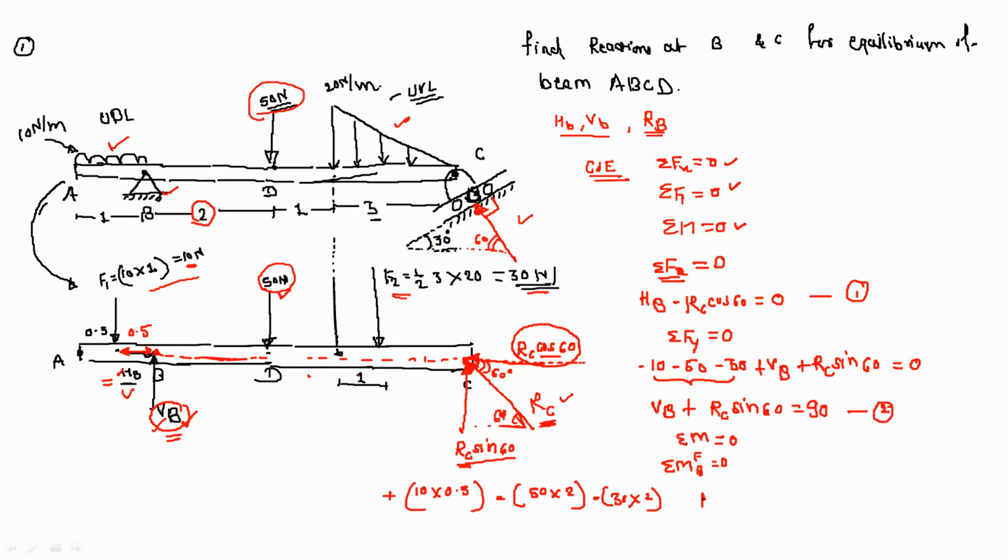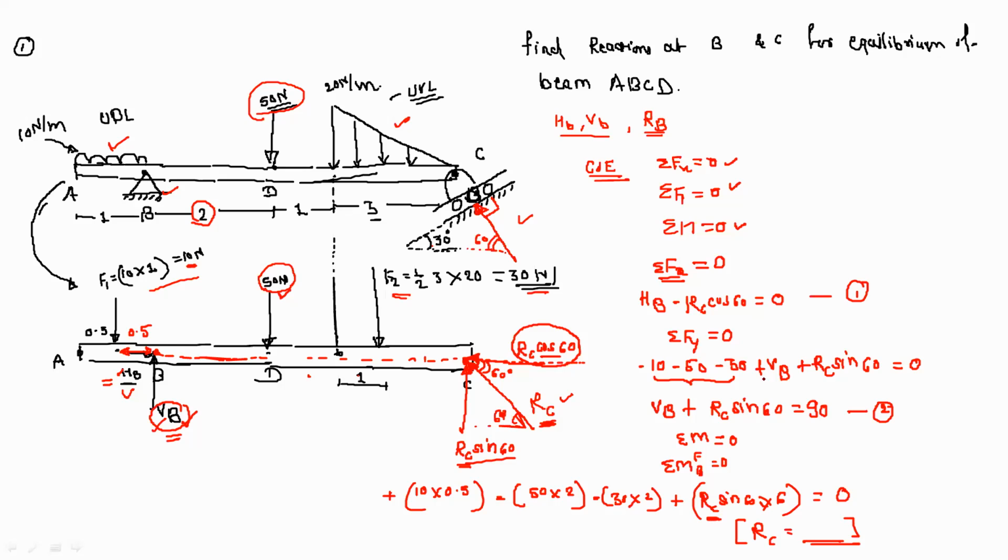We can only take the moment by RC sine 60. So RC sine 60 into the distance from point B to C, which is the perpendicular distance. It is 3 plus 1, 4 plus 2, so this is 6 meter. That moment is anti-clockwise, so it is positive, and the sum is equal to 0. So from this equation, you can find the reaction RC because it is one equation and one unknown.